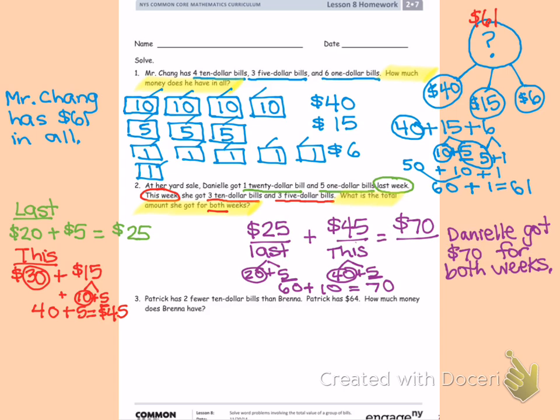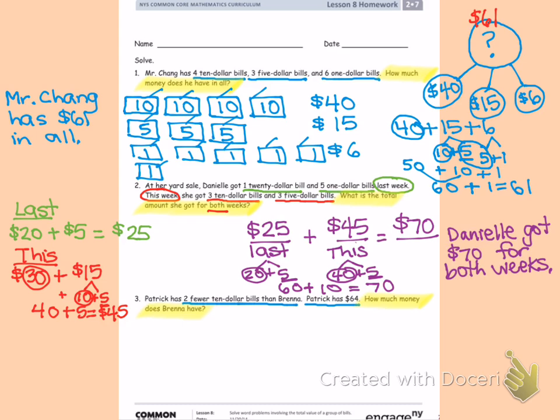Item 3 says, Patrick has 2 fewer $10 bills than Brenna. Patrick has $64. How much money does Brenna have? I'm going to underline the important details on this one. 2 fewer $10 bills than Brenna. Patrick has $64. I'll highlight the question. How much money does Brenna have?